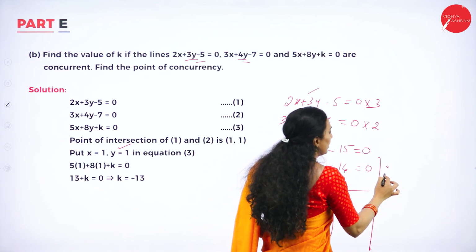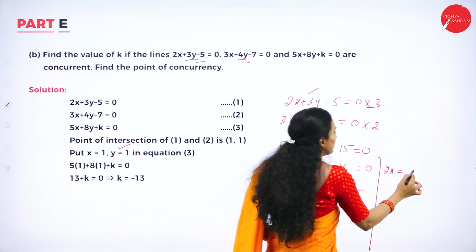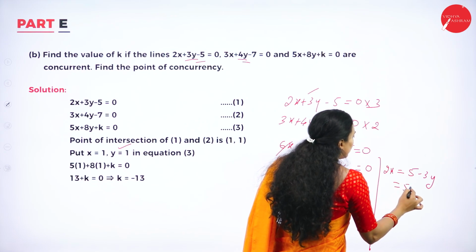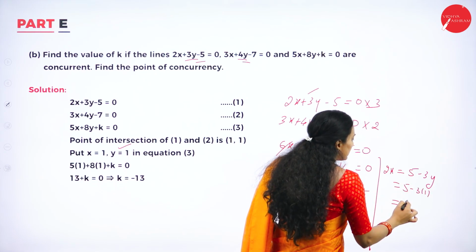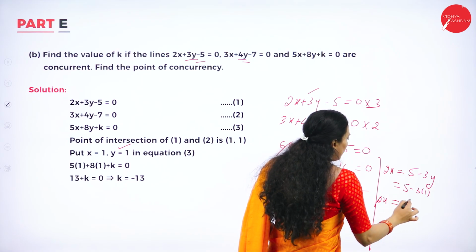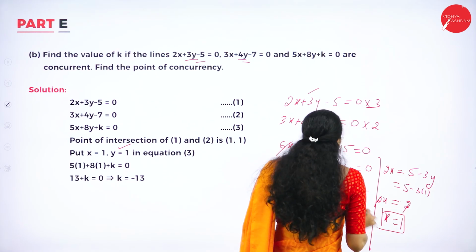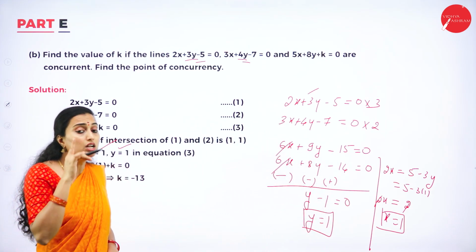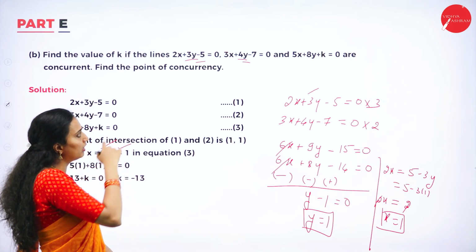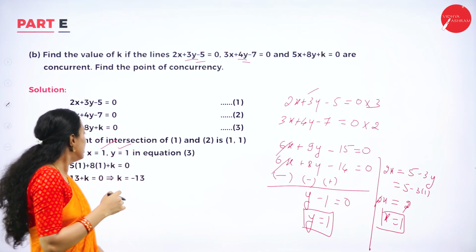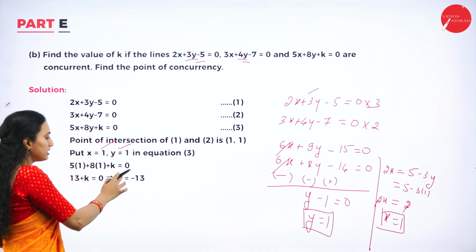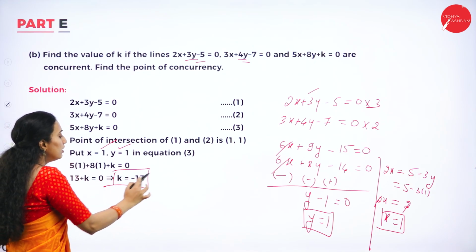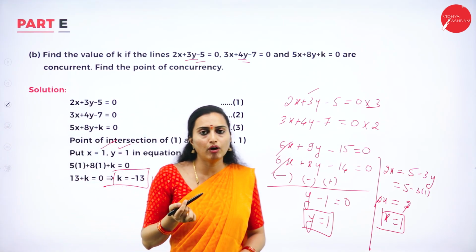Take any one of the equations. 2x can be written as minus 5 coming to this side plus, and 3y comes to this side minus 3y. So 2x is equal to 5 minus 3 into 1. 5 minus 3 is 2, so 2x is equal to 2, the 2s get cancelled, and x is equal to 1. That is what we have here: x is equal to 1 and y is equal to 1 is the point of concurrency. Substituting that x and y value in the third equation, 5x plus 8y plus k, we get 5 into 1 plus 8 into 1 plus k equal to 0. 8 plus 5 is 13. 13 taken to that side becomes minus 13. So k is equal to minus 13 is the value.